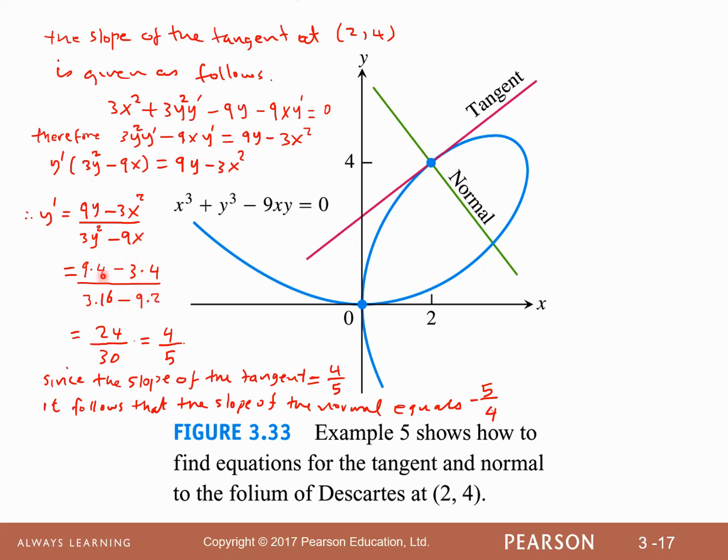If you do the math, you will get 24 over 30, and if you cross out the 6 on the top and 6 on the bottom, you will get 4 over 5. So 4 over 5 is the slope of the tangent, and we know that the slope of the normal is just the negative of the reciprocal of the tangent. So the tangent is 4 over 5, so we have to get the reciprocal of the tangent, and then multiply it by negative 1. So this is the slope of the normal, negative 5 over 4. And like I said, the slope of the tangent is 4 over 5, as we have proved over here.